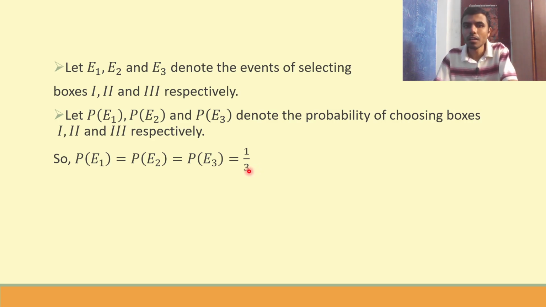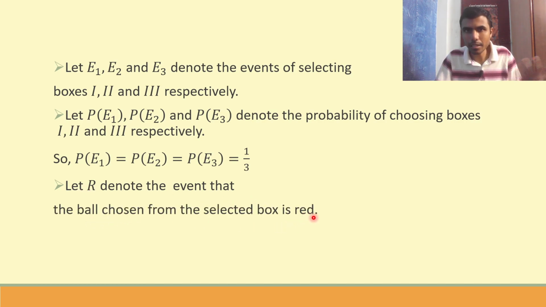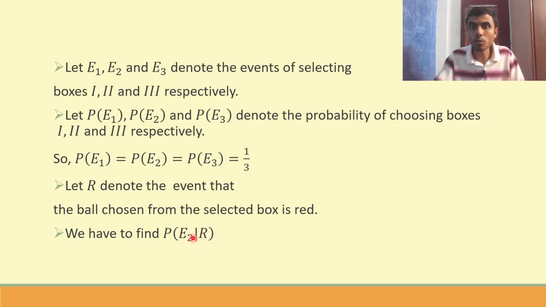Next, we have to let R denote the event that the ball chosen from the selected box is red. I already told you, capital R means that it is an event in which I got a red ball. Now we have to find P of E2 given R. Already explained to you in the previous slide how I got E2 given R. Sometimes we call it A by B, but actually it means E2 given R.